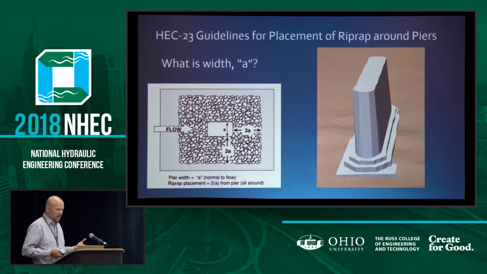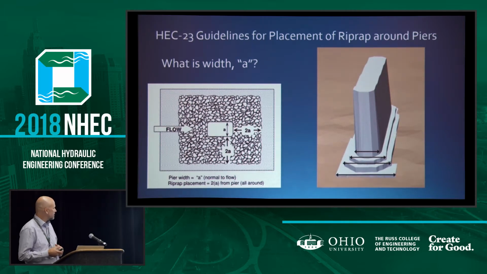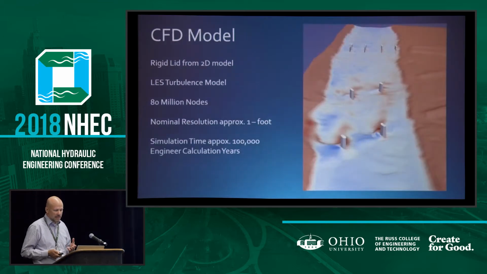The rock should be based on HEC 23, based on the A, which is like the pier width, and it should extend 2 times. So the question was, well, should we use this distance? Should we use this distance, this distance, this distance? What would be the right A value to use for this case? I thought maybe CFD might be a good way to look at the shear stress and maybe decide that.